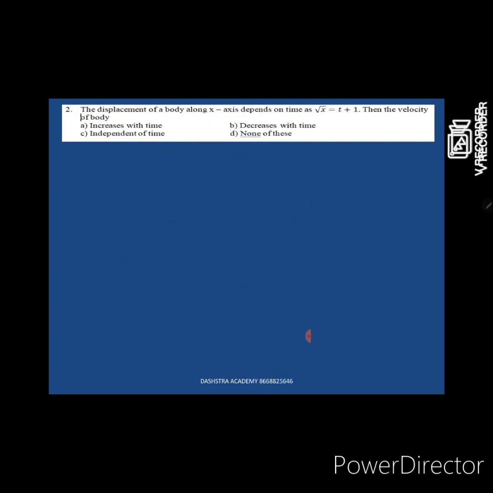Then question number 2. The displacement of a body along x-axis depends on time as under root of x is equal to t plus 1. This equation is given. Then the velocity of the body, 4 options are given. We have to calculate the velocity, whether it is increasing with time, decreasing with time, independent of time, or none of these.